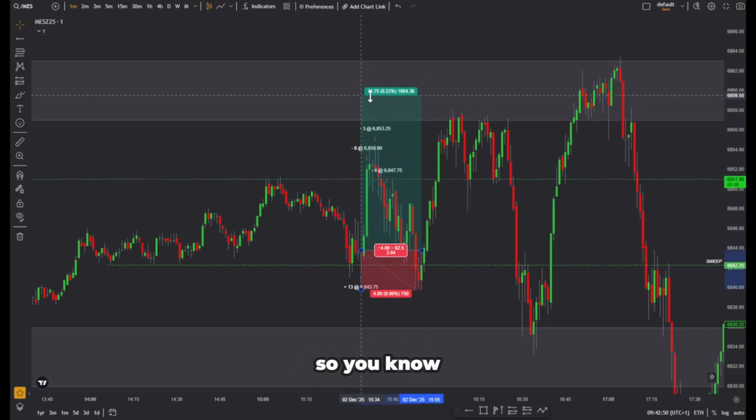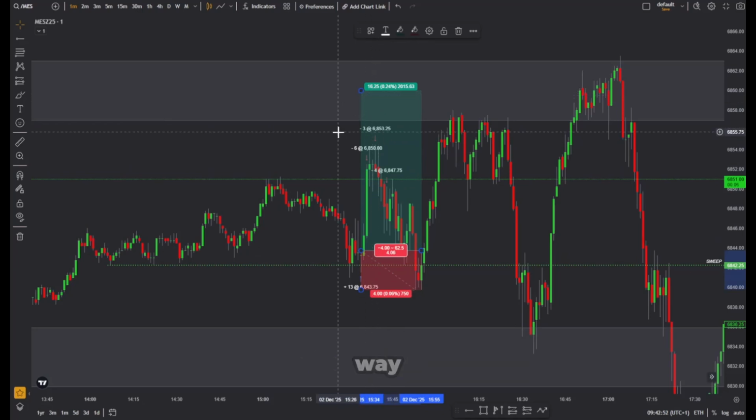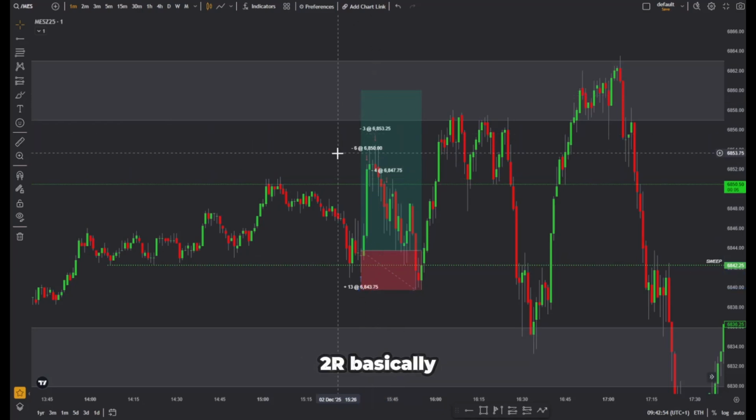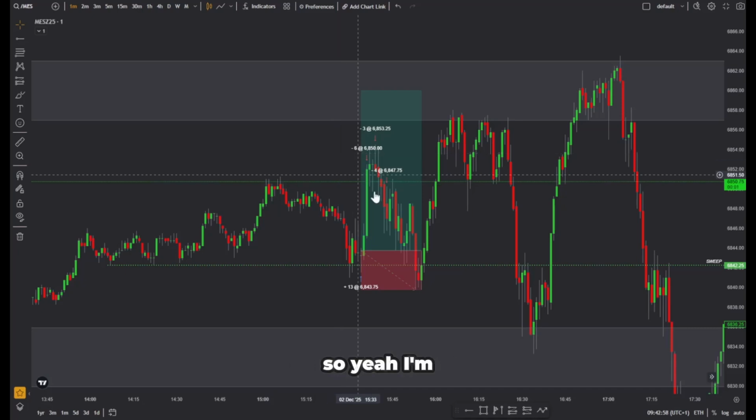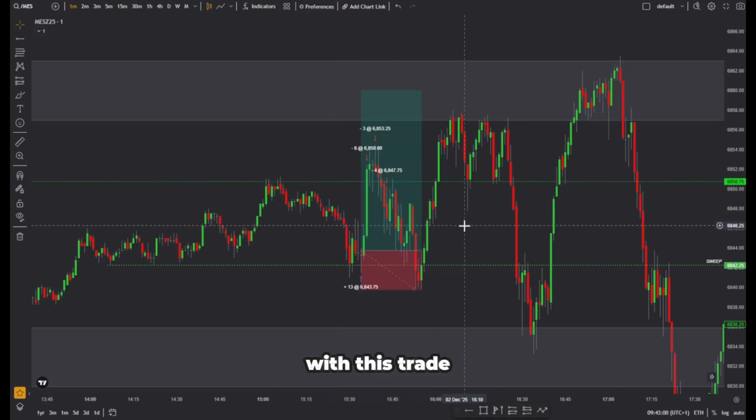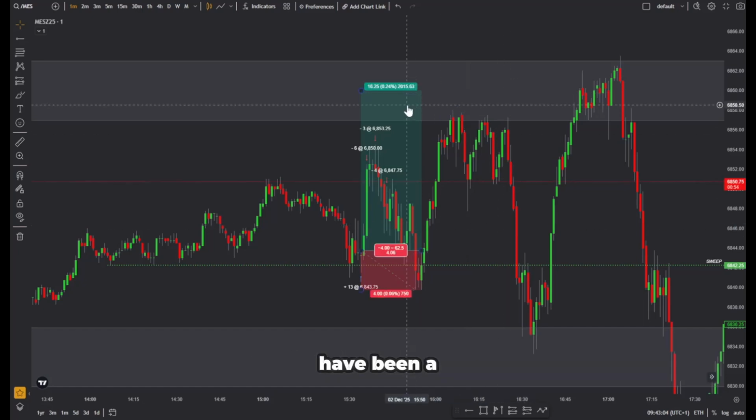So targeting the 60s and taking partial along the way, I still made 2R basically, so $400, as I'm risking $200 on this account. So yeah, I'm still pretty happy with this trade, to be honest, even though I didn't hit my full TP, which obviously would have been a lot better. Even with taking partial, I probably would have ended up with 3R.